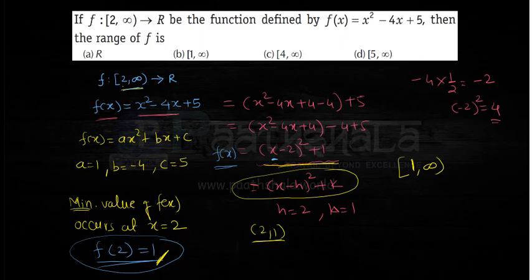So the function takes all values greater than or equal to 1, because if we substitute inputs greater than 2, we are seeing that f of x is increasing towards infinity. It means that the range is also starting from 1 to infinity. So the range of the function is from 1 to infinity.